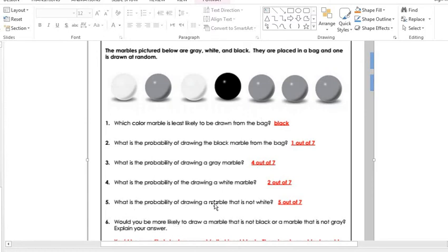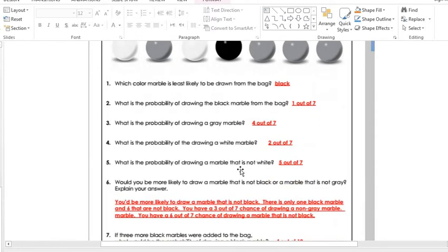What is the probability of drawing a marble, this is important, not white, which is not white. All except white. I have here 1, 2, 3, 4, 5 out of 7.